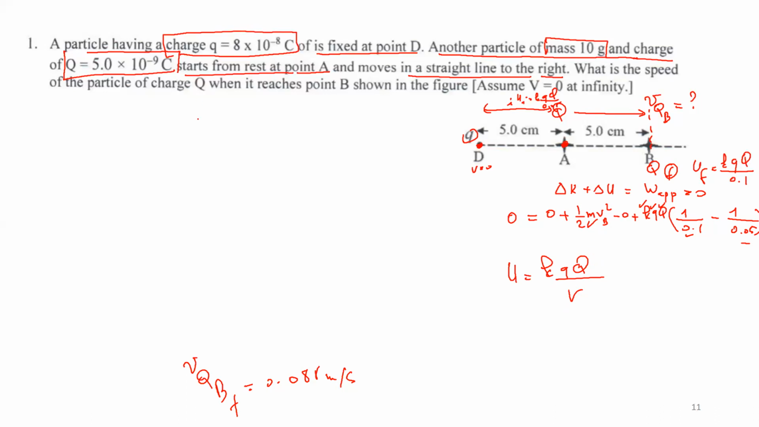But the other way is to say that delta U is just capital Q multiplied by delta V, because capital Q is moving. Now, delta V will be V final created by small q minus V initial created by small q. Okay? And it will give you the same answer, by the way.